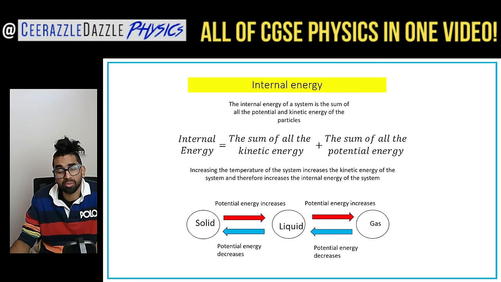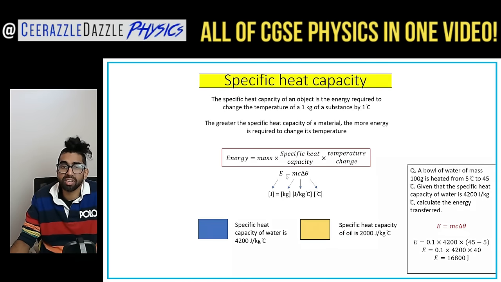So make sure you're happy with how the potential energy varies as well. The specific heat capacity is the energy required to change the temperature of 1 kilogram of a substance by 1 degree Celsius. The greater the specific heat capacity of a material, the more energy is required to change its temperature. And look, energy is equal to mass times the specific heat capacity times the temperature change.